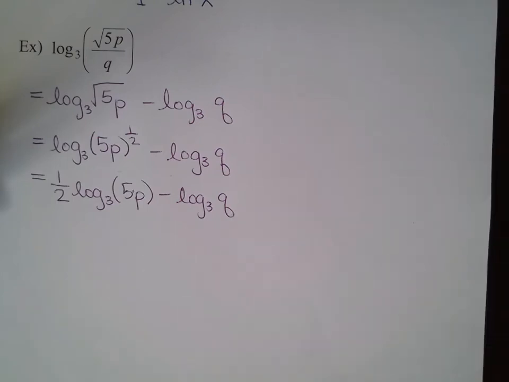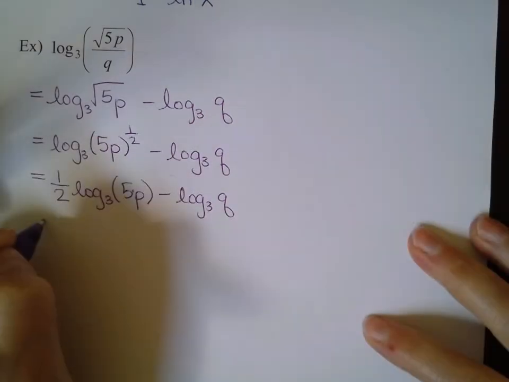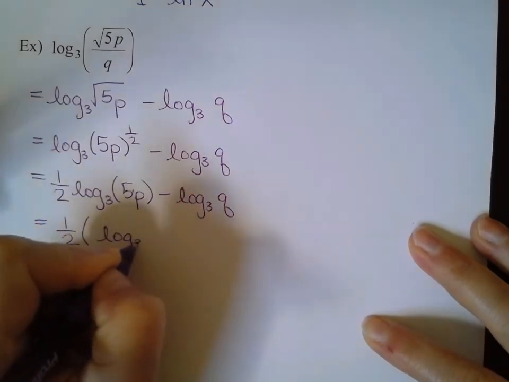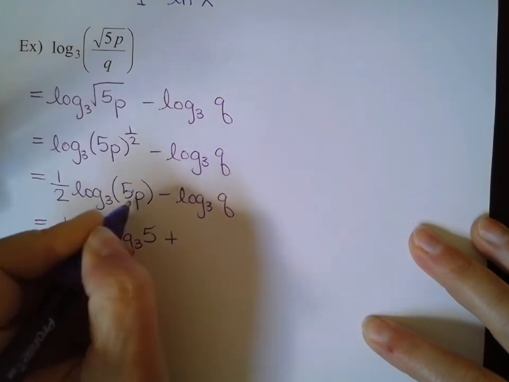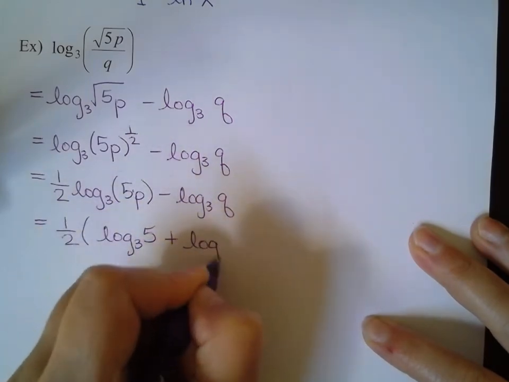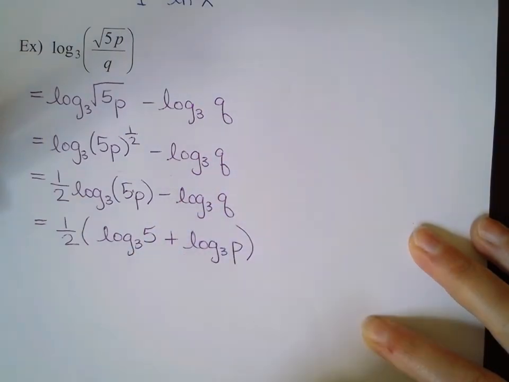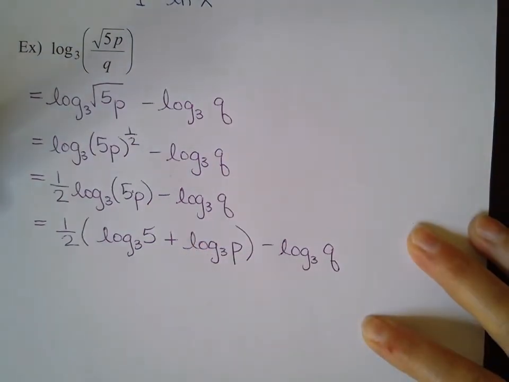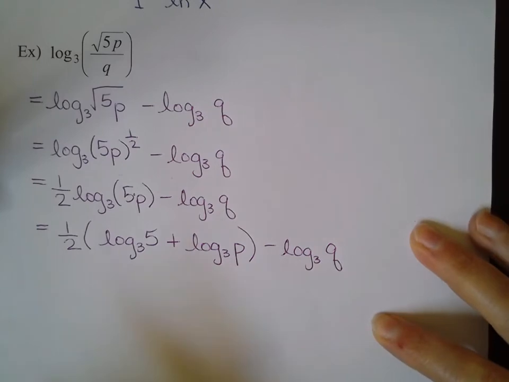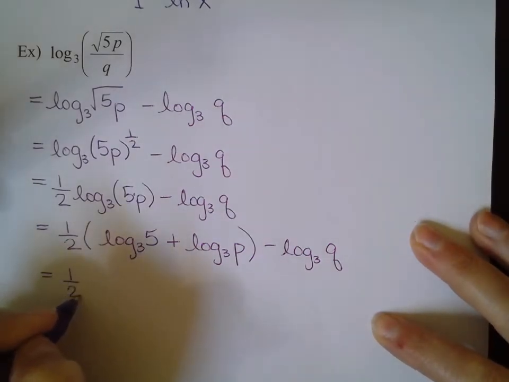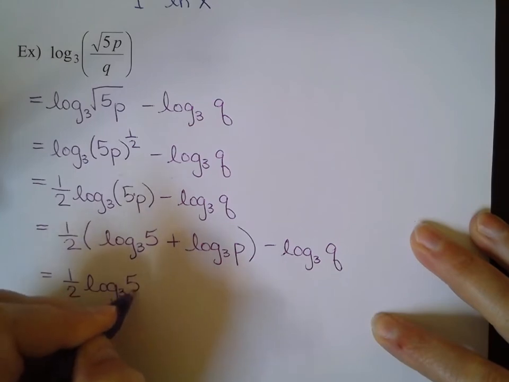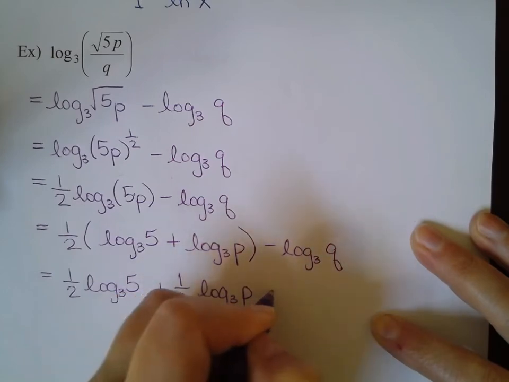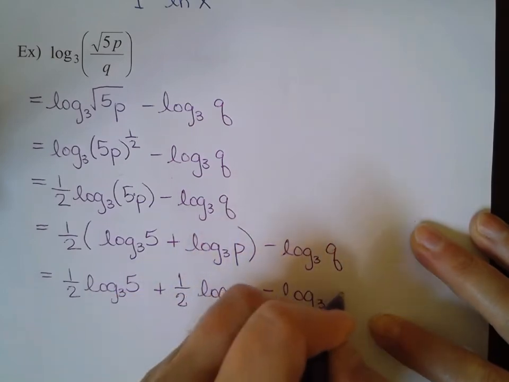Okay, I'm going to have to move this because it's going to be a little bit long. So I'll have 1/2 times the log base 3 of 5 plus, because I'm multiplying here, the log base 3 of p. I'm going to close my parentheses, minus the log base 3 of q. And then I want to distribute my 1/2. So I have 1/2 times the log base 3 of 5 plus 1/2 times the log base 3 of p minus the log base 3 of q.